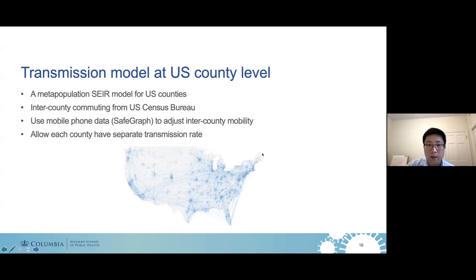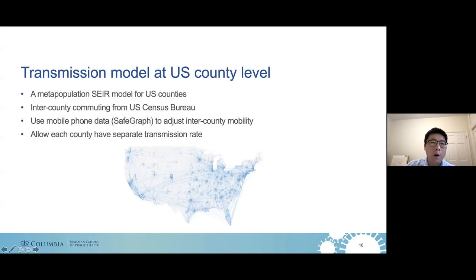So we can see there are some strong connections between certain metropolitan areas. But this data is static over time. But we know back in 2020, many people worked from home, and their mobility behavior changed dramatically during the pandemic. So we need to adjust for this variation of mobility pattern.